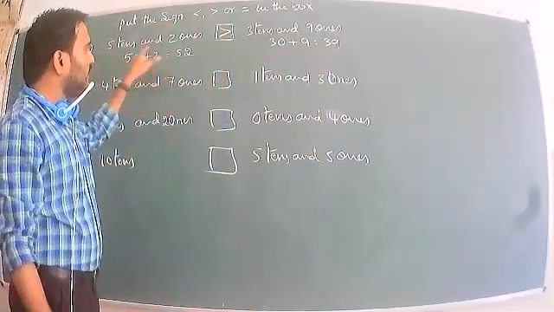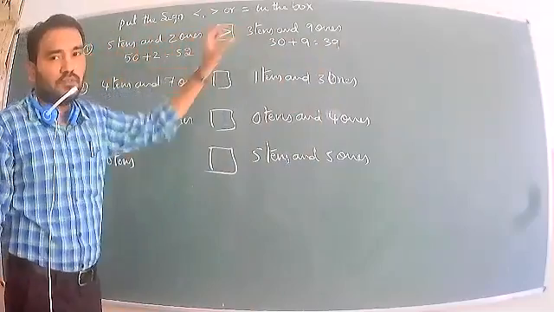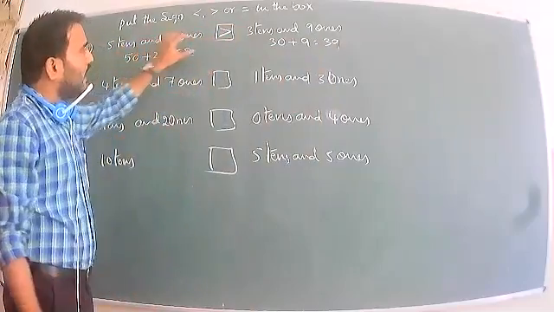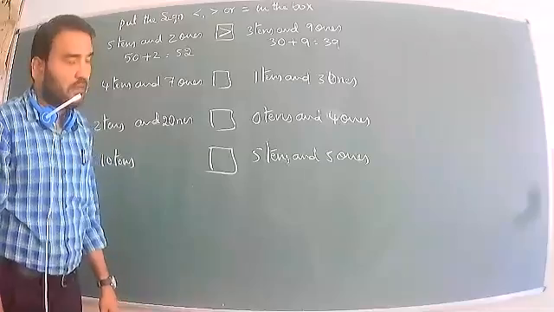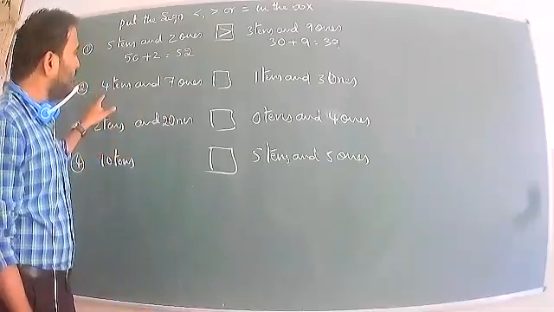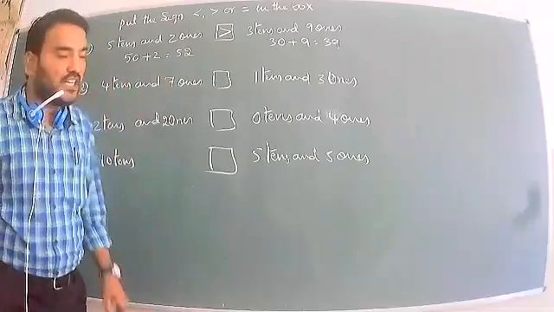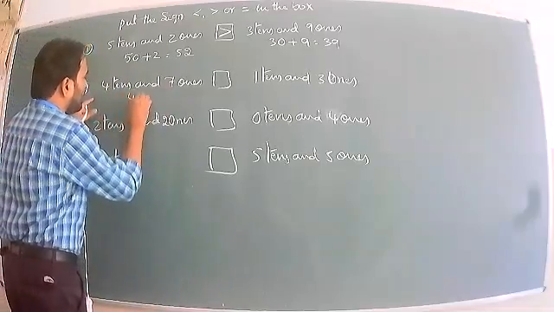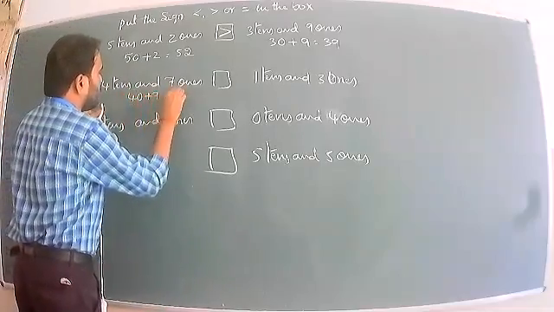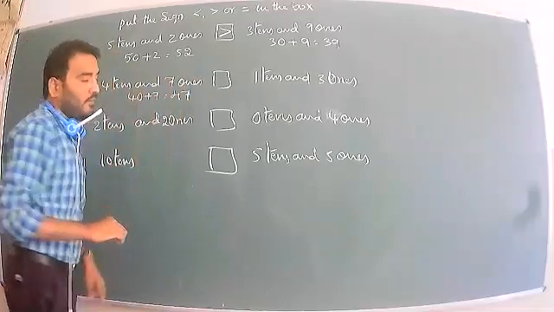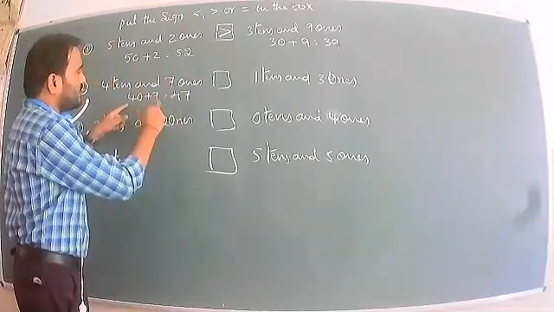So first we should write the expanded form, then we understand the numerical form, and then we can easily understand the number. Now, 4 tens and 7 ones. 4 tens means what? 40 plus 7 equal to what? 47. 40 plus 7, 47.